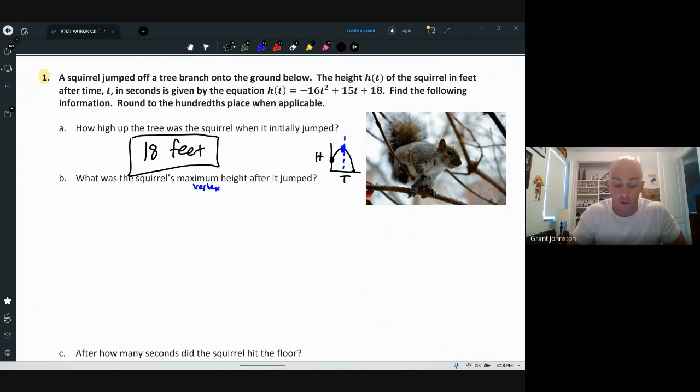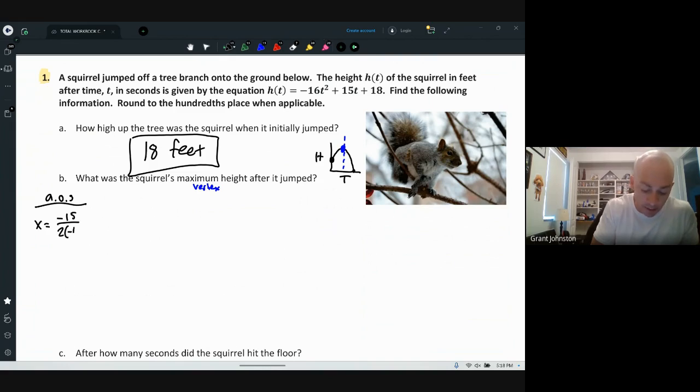So let's do that. I'm just going to label this AOS for axis of symmetry. And remember, the formula is negative b over 2a. So I've got x equals negative 15 over 2 times a, and a is negative 16. 2 times negative 16 is negative 32. And this is where it's going to get messy, because we're going to get decimals.